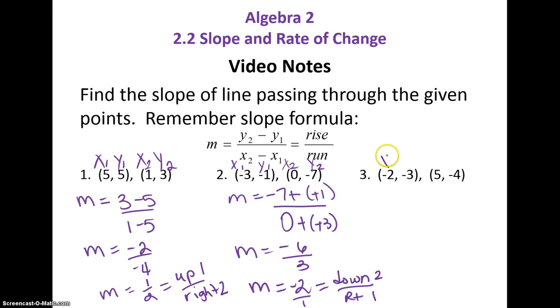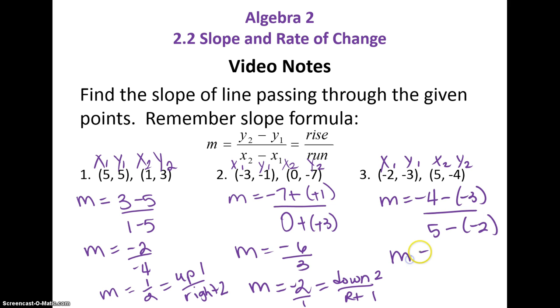Again, label your points, x1, y1, x2, y2, and our slope would be -4 minus -3 over 5 minus -2. Again, being really careful with your signs, the slope would be -1 over 7, which again means for every 1 you go down, you would go to the right 7. So that's just using the slope formula. Now we're going to take a look at some visuals.